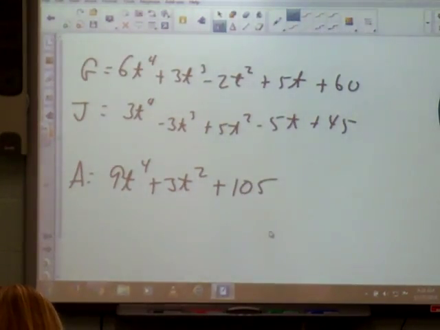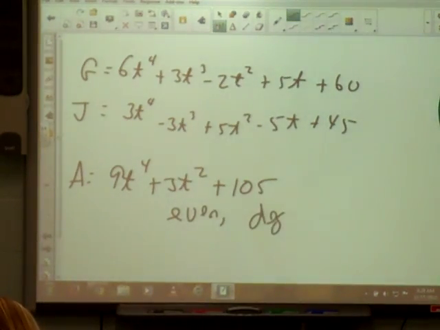Okay, B's pretty simple. Is that an even, an odd, or neither? Is that an even or an odd? What's our degree? Y'all were right on the answer, but what's our degree? 4, and 4 is an even number. So we would say even, and to explain that, our degree is 4.